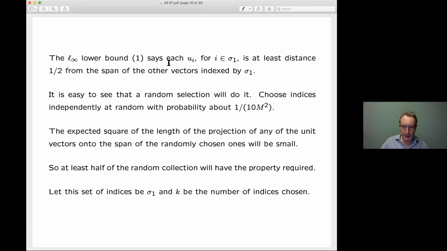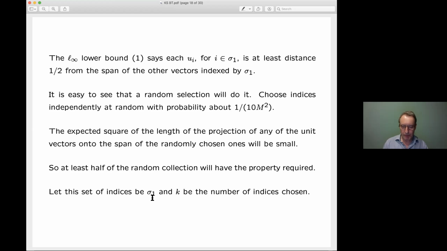And now, once you state it this way, it's easy to see that a random selection will do it. You choose the indices of this sigma 1 independently at random with a given probability, roughly this sort of probability. You compute the expected square of the length of the projection of each of the unit vectors onto the randomly chosen ones, and you prove quite easily that the expected square of this length is small, so at least half the random collection will have the property you require, and that means that collection will work. Okay, so you take the half of those that you've chosen which have this property and call that sigma 1.